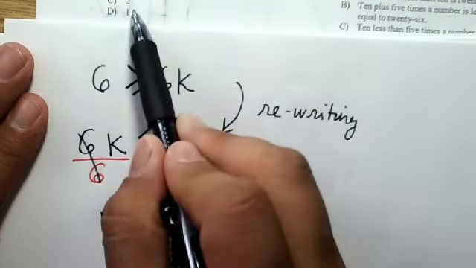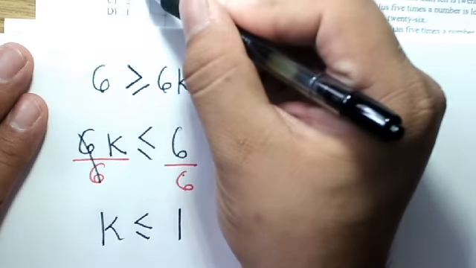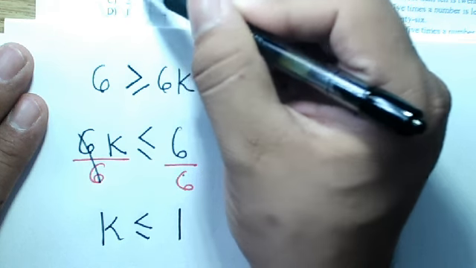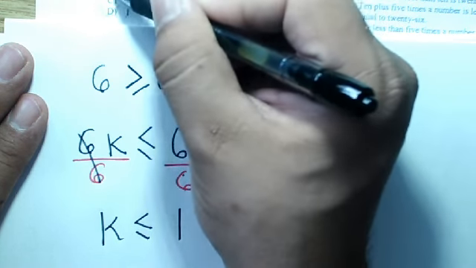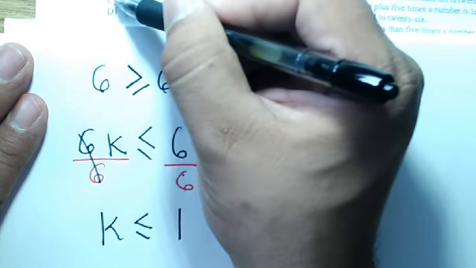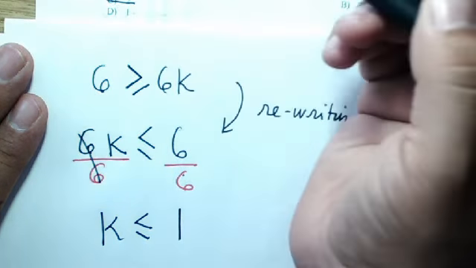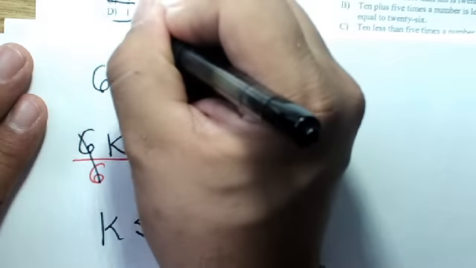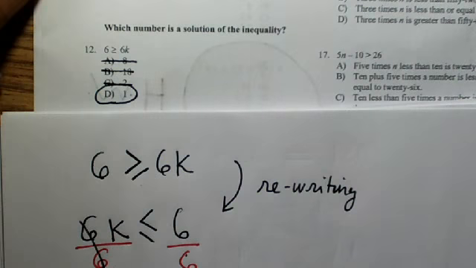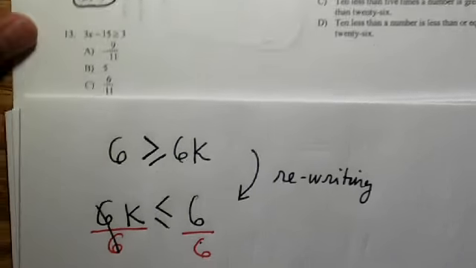Look at your answer choices right there. Look at answer choice A. Is 8 less than or equal to 1? No, so it's not A. Is 18 less than or equal to 1? No. Is 2 less than or equal to 1? No. What about 1? Is 1 less than or equal to 1? Yes. So what is the correct answer? D. Do you all see that? Does that make sense? Okay.